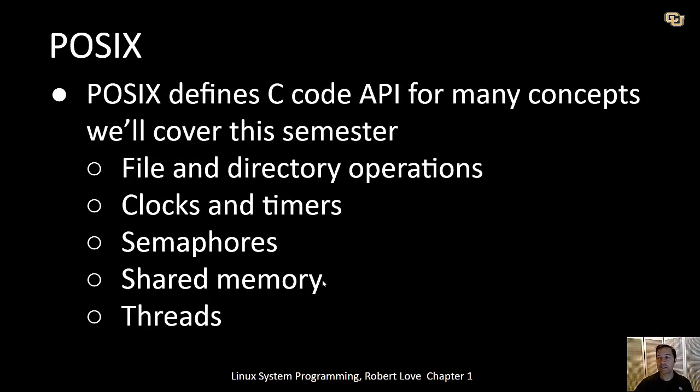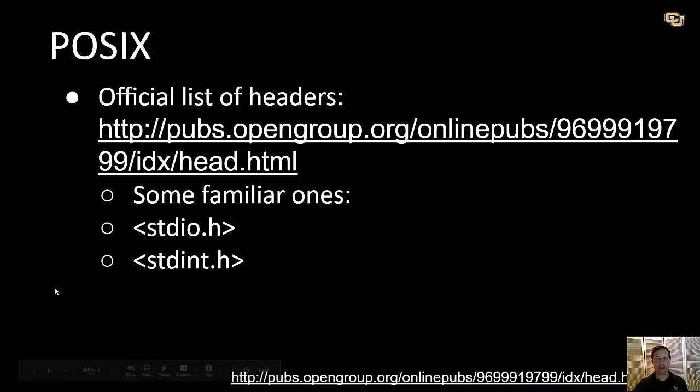POSIX is going to define the C code API for many of the concepts that we're going to cover throughout this semester: file and directory operations, clocks and timers, semaphores, shared memory, threads. A large amount of what we'll be doing from user space is going to be defined by the POSIX API standard. There's an official list of headers you can find at this link, and there are lots of headers that you probably are familiar with and have used already. For instance, stdio.h and stdint.h are examples of files that are covered in the POSIX standard. So you've probably been using this already. You might not have realized that you were using POSIX.